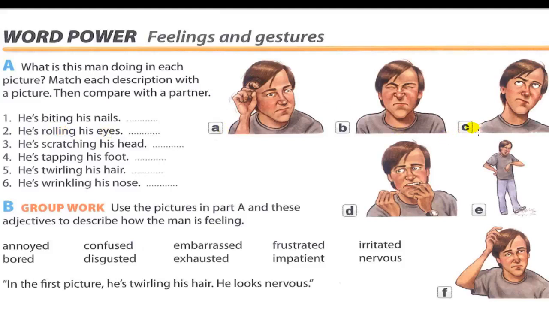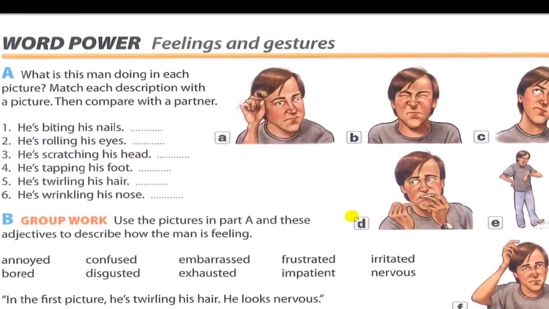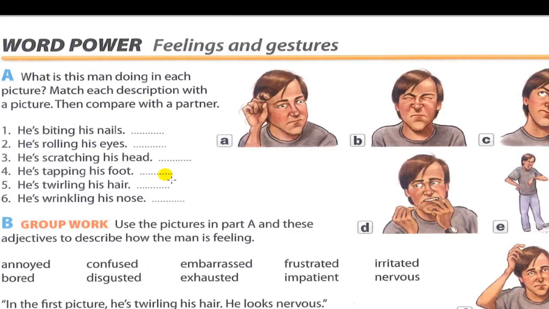Number 2, C. He's rolling his eyes. 3. He's scratching his head. To scratch the head, like this. F. 4. He's tapping his foot. Tap: to hit his foot. So number 4, E.